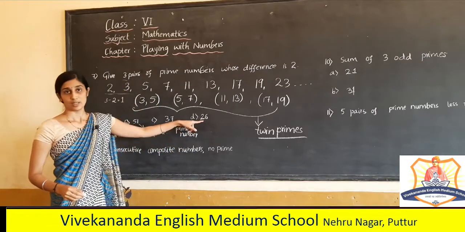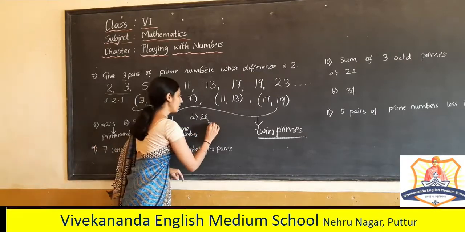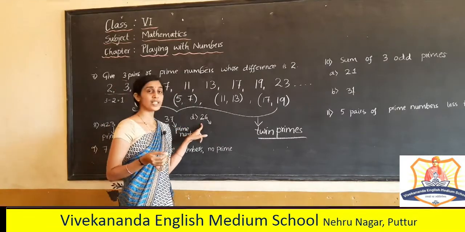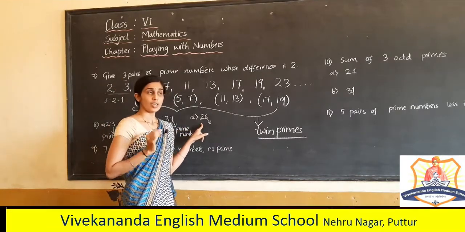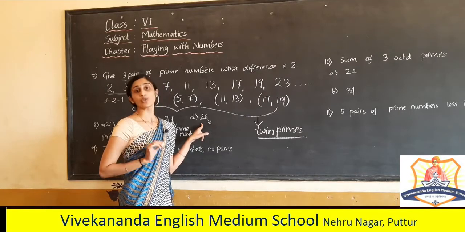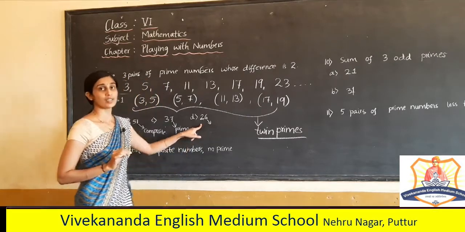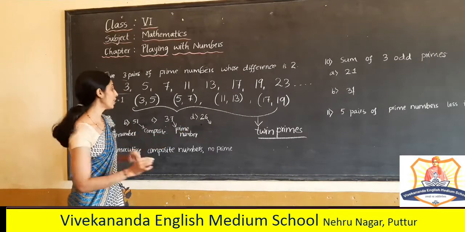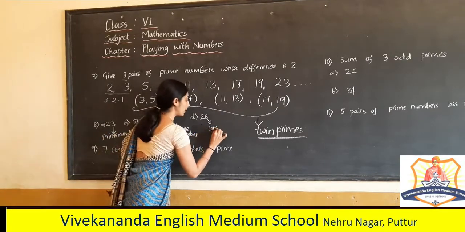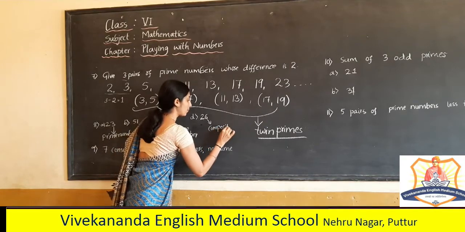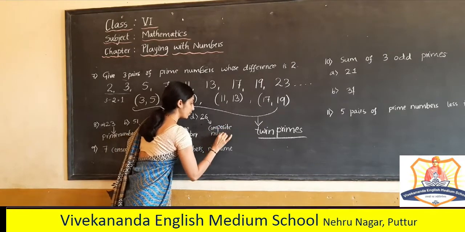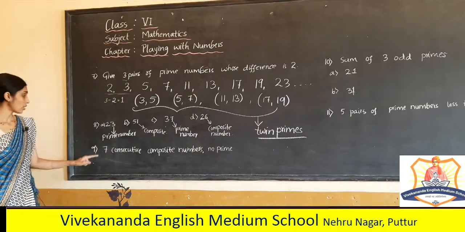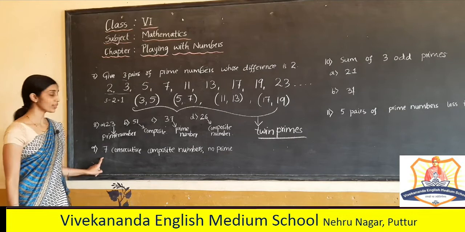26. Is this a prime number? No. Other than 1 and 26, it has 13 and 2 as its factors. 13 2s are 26. Right? So it is not a prime number, it is a composite number. So this is solved.